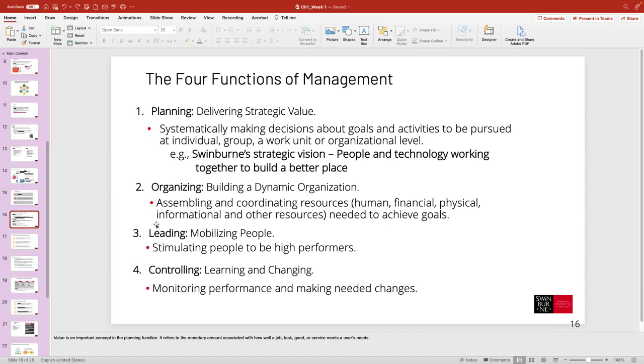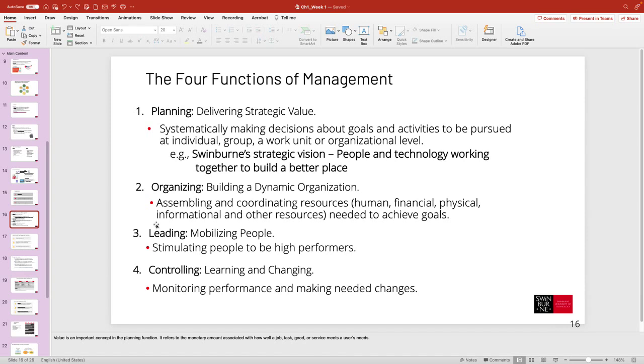I've given you guys an example here. Swinburne's strategic vision, right? People and technology working together to build a better place. So that is what we have to deliver as individuals, as lecturers, as researchers. We are committed to this. Our departments are committed to this. As one unit, Swinburne is committed to this, to deliver the strategic value.